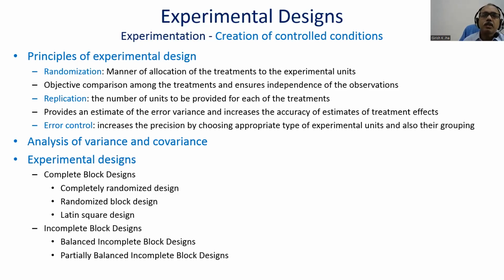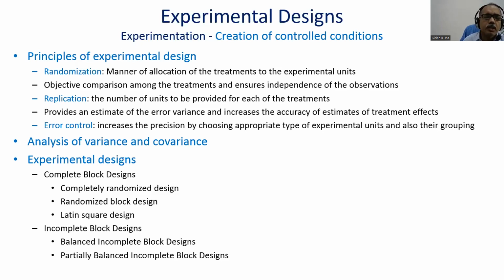And the third thing is local control and error control, because you try to increase the precision by choosing the appropriate type of experimental design. Like when you go for an RBD, randomized block design, you are going for blocking. Blocking is always done perpendicular to the fertility gradient, so that all the units in a particular block are homogeneous in nature. So these are the three basic principles of experimental design.